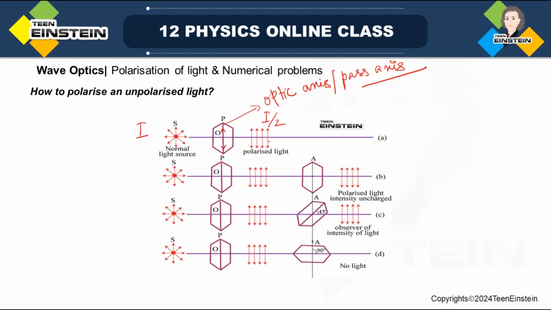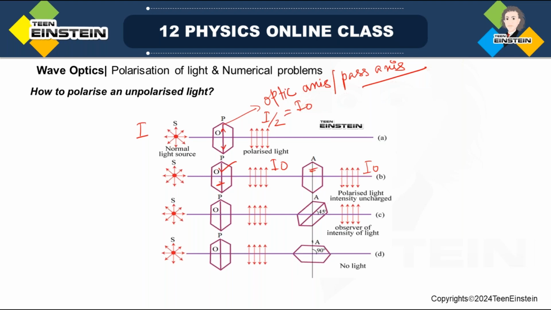Now this intensity I by 2, let me take this as I0. After polarization, the intensity of the light is I0. Then when we have analyzer and polarizer having their path axis parallel to each other, see, this one and this one, they are parallel to each other, then intensity will not vary. It will be the same I0.